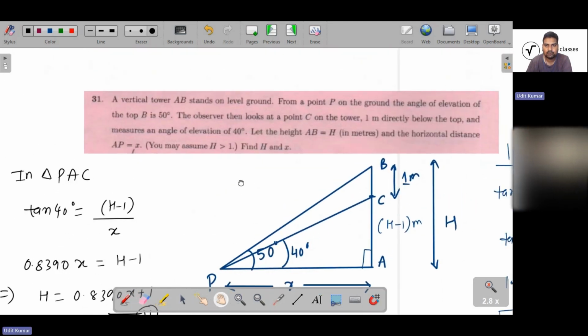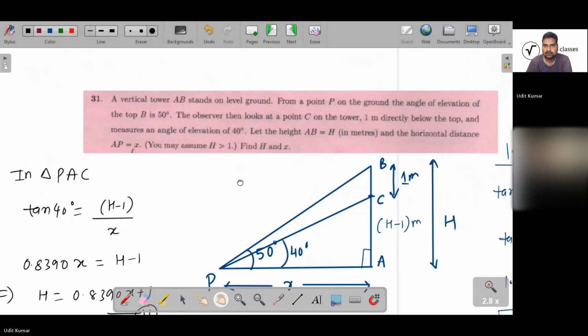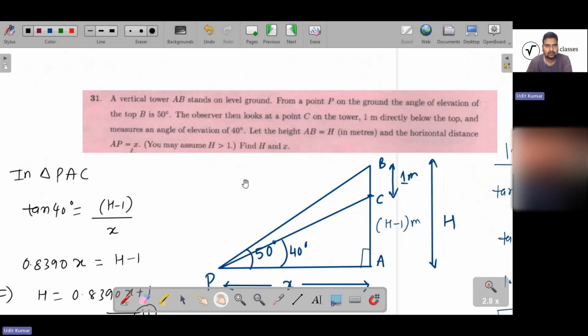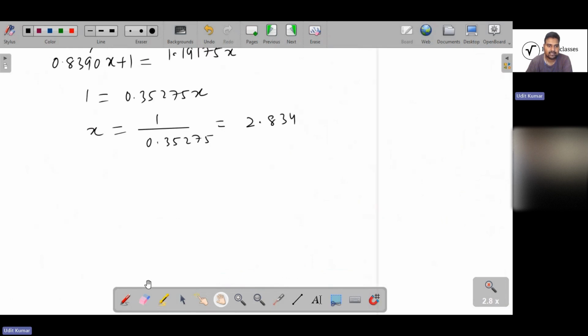Do we have to find the answer to 1 decimal place? No, nothing is given. So this will be your x. x will be 2.834 meters.